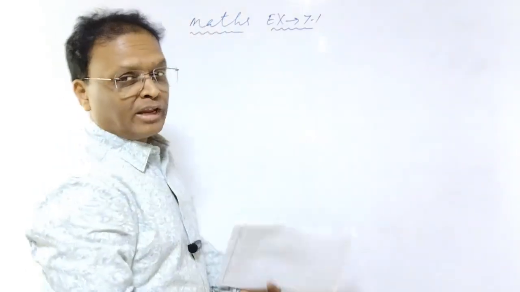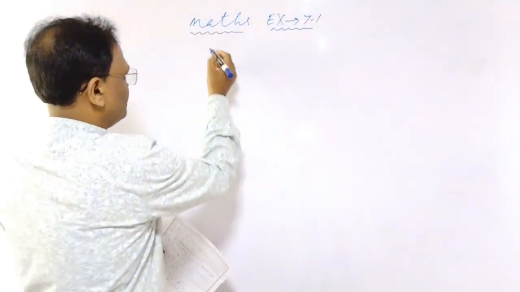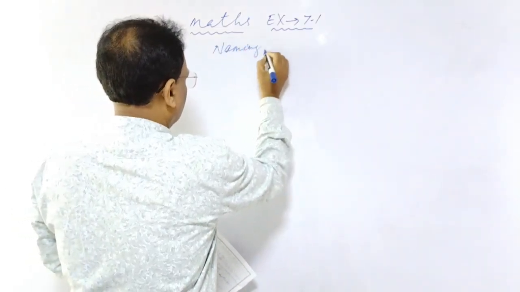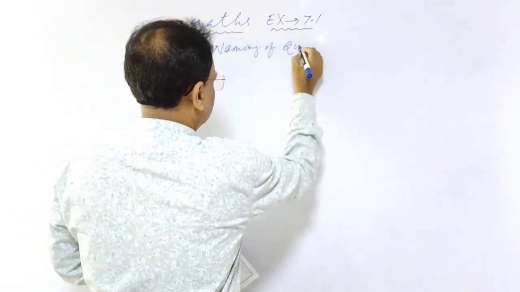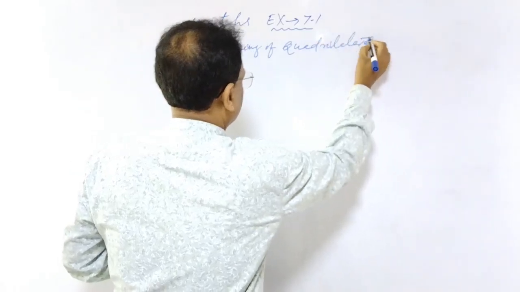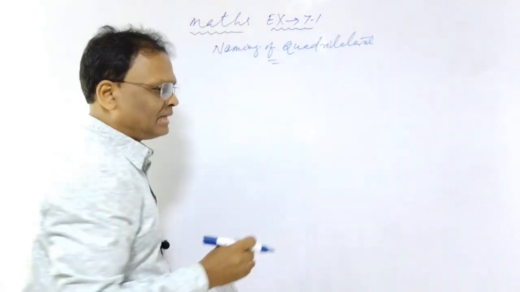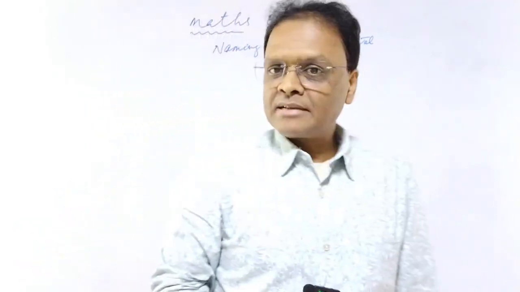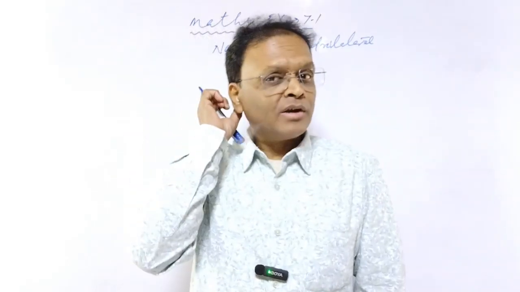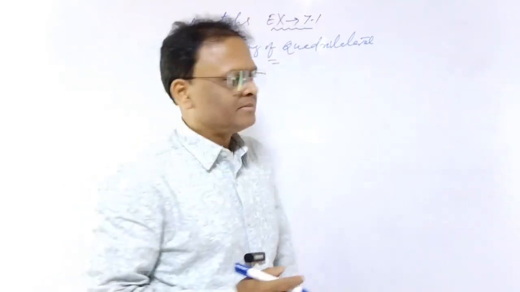Remember, for naming of a quadrilateral. Naming of a quadrilateral means whether it is a square, whether it is a rectangle, whether it is a parallelogram, whether it is a rhombus. That you have to name. How to name? If you find all the sides, then only you can name it.